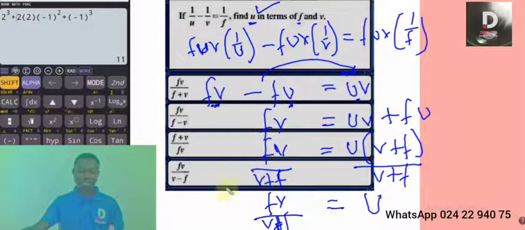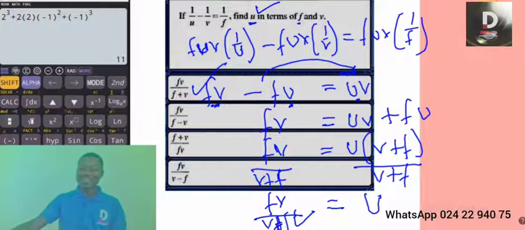That's it. You have the answer there: FV over V plus F. V plus F is the same as F plus V. I'm supposed to arrange it in order, with F coming before V. Have you seen? That's what the examiner did.